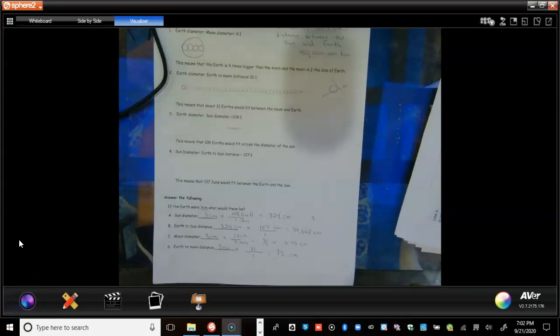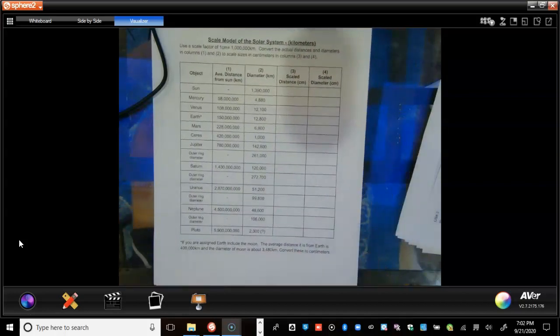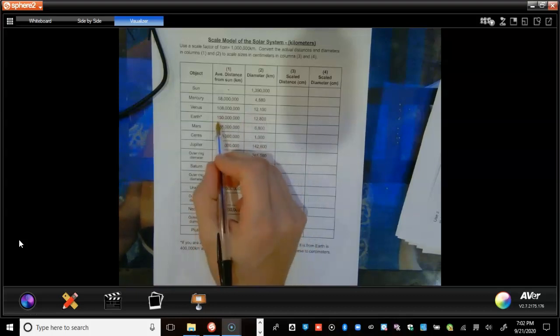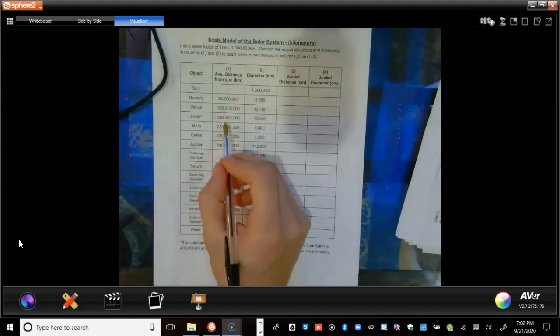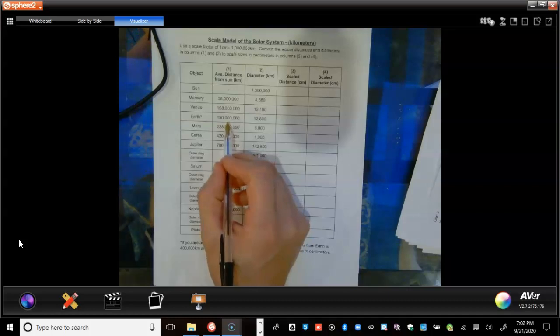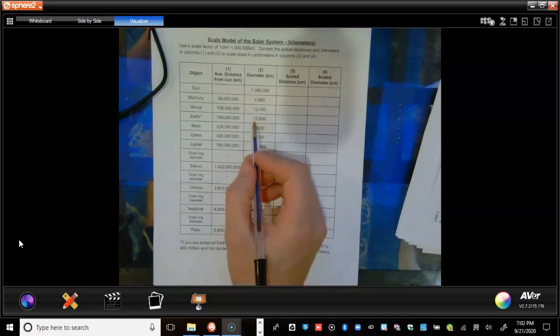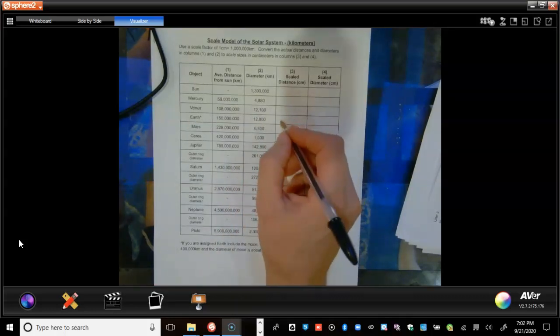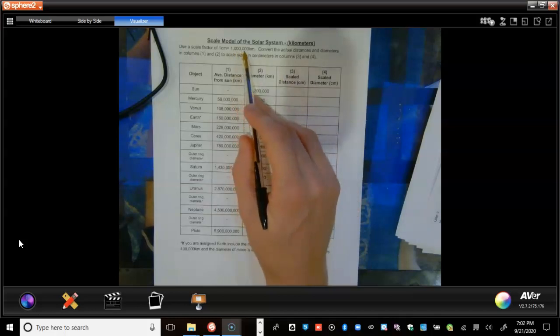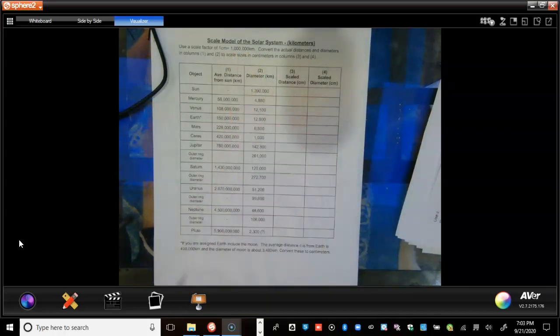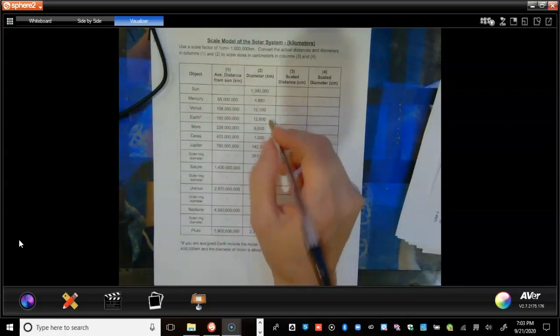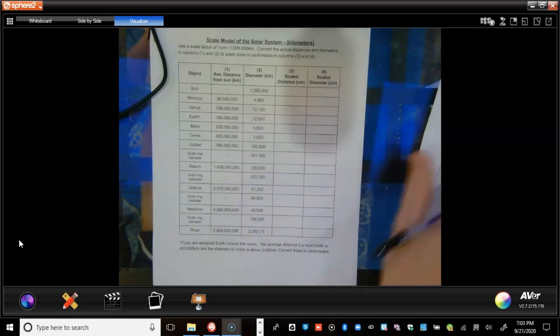All right, so moving on, this is to the actual activity. So this little worksheet right here, where we're doing conversions, it's the same thing, only with the real actual numbers. So right there, Earth distance from the Sun is 150 million kilometers. The Earth diameter itself is 12,800. So why don't we just start with that?